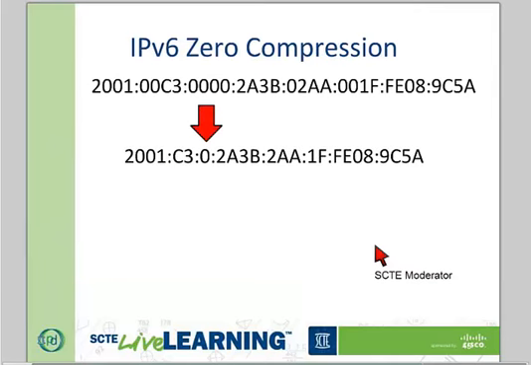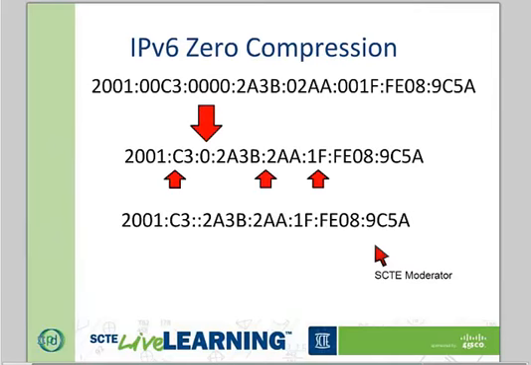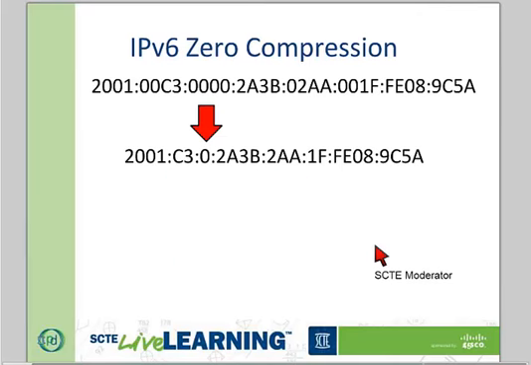Let's continue on here. So we have zero compression. I just wanted to point this out to you because this is something that's important as we go through. Let me just back up a little bit. What we have at the top is a full address, and it's all hex digits here. That's where you see the C and the B and everything. We have all these hex digits up here. What we can do is some zero compression.